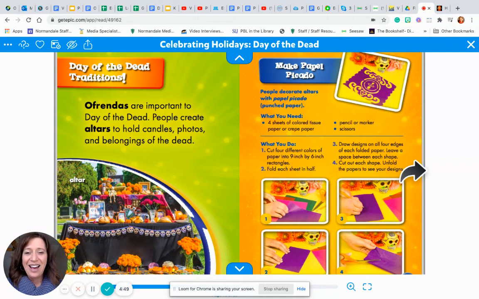So take a thought about that. Maybe write it down. What are some of the ways Halloween and Day of the Dead are alike or different? What are some of the fall holidays that your family celebrates?